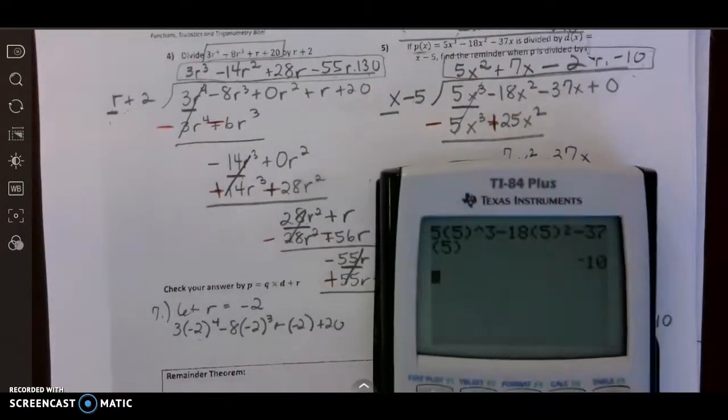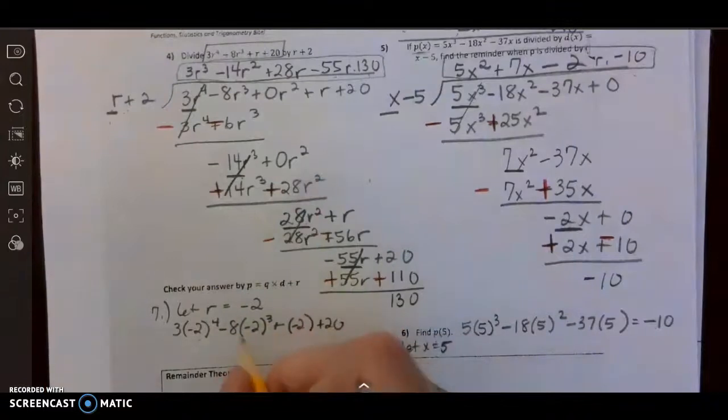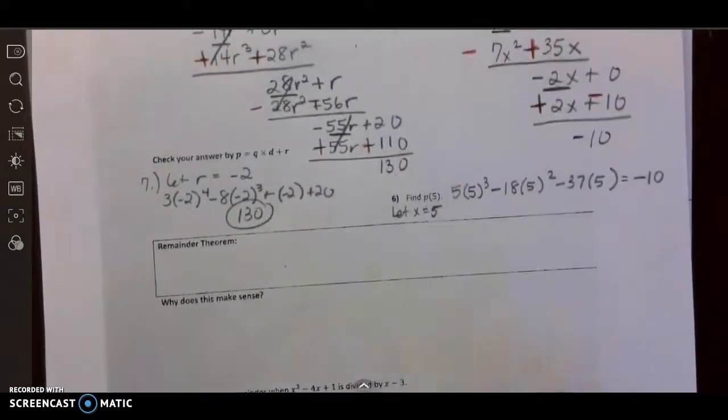Okay? So we have 3 times negative 2 to the 4th minus 8 times negative 2 to the 3rd plus negative 2 plus 20. And I got 130. And look at that. This brings me to my remainder theorem.